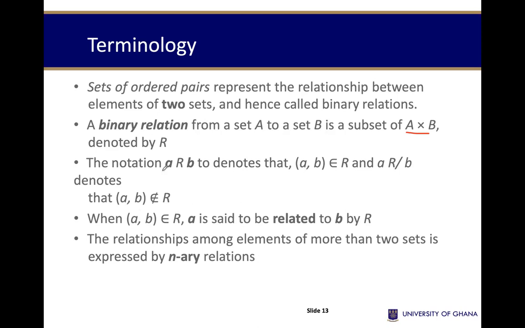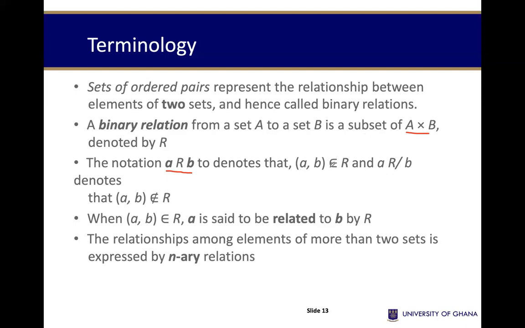So if they are related, we can use this notation, A R B, to denote that A and B are related. Remember, A is from set A, and B is an element in set B. So we can easily use A R B to denote that A and B are related. And remember, (a, b) is from the Cartesian product of A and B here. Now, we can also use (a, b) ∈ R to denote that they are related.